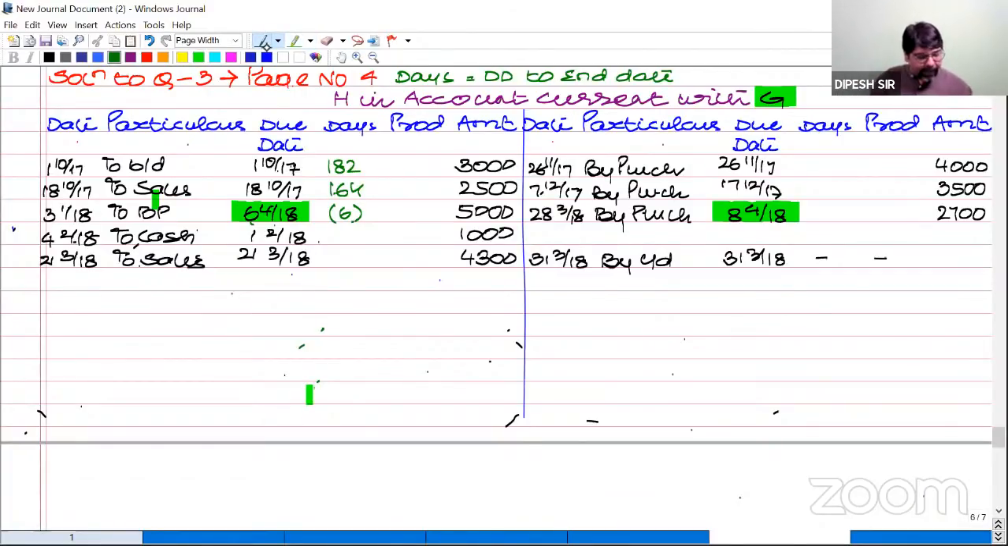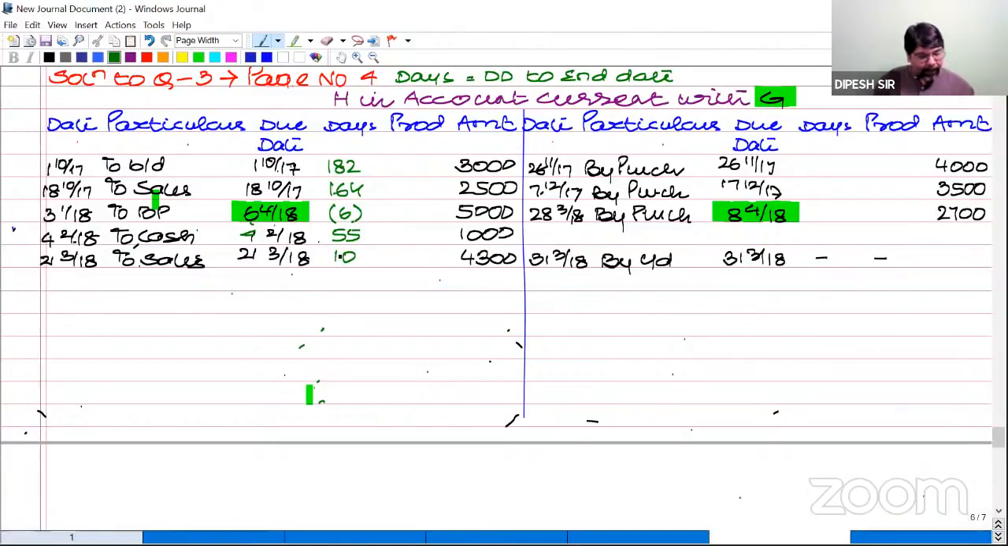Thereafter, 1st of February. So 27 plus 31, 50. It is 4th of February. 4th of February: 24 plus 31, 55 days. This is 10 days, 26th of November.